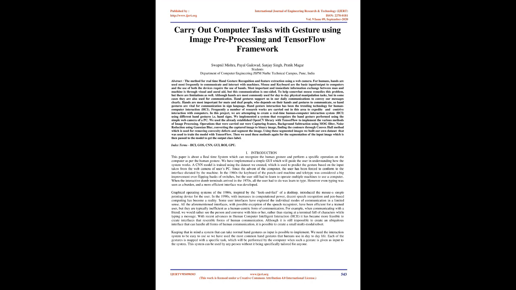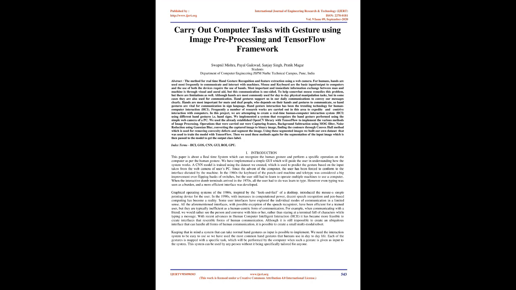Operations that were carried out were capturing frames, background subtraction using Magar filter, noise reduction using Gaussian blur, converting the captured image to a binary image, finding the contours through the convex hull method, which is used for removing convexity defects, and segmenting the image. Using these segmented images, we built our own dataset that was used to train the model with TensorFlow. Then we used these methods again for the segmentation of the input image, which is then passed to the model to get the output class label.